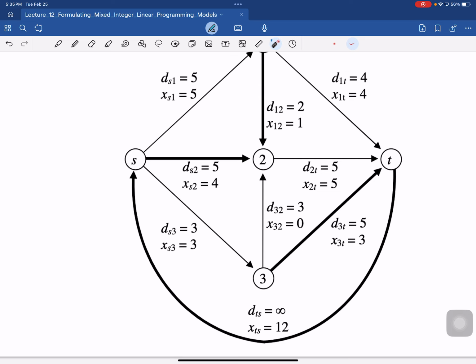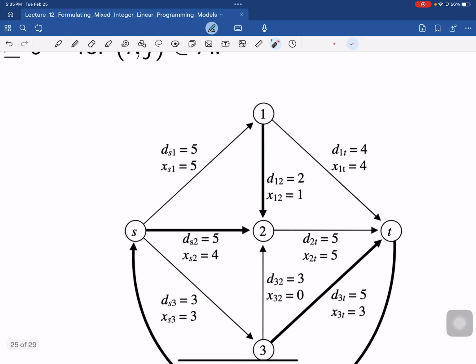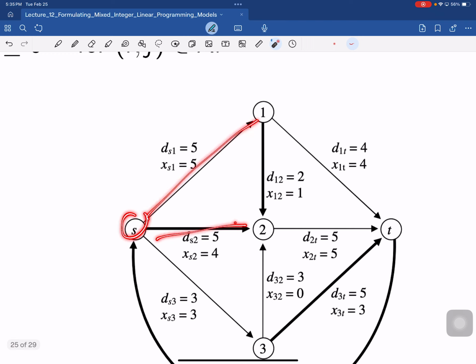Right? Suppose S is sending out some flows, and then T is receiving some flows from S, right? As I said, all the intermediate nodes cannot hold any flows. What comes in must go out, okay? Then all the flows that S sends out will go to T, right? Because the intermediate nodes cannot hold any flows.